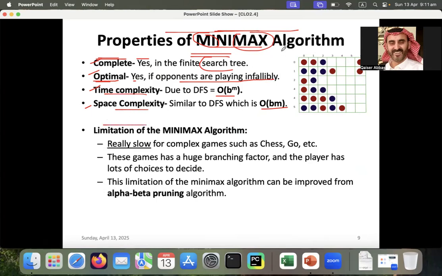Limitations of this algorithm. Because it follows depth first search, and in depth first search you have to explore all the nodes from the left to the right of the tree, this makes complex games really slow. For tic tac toe, it's okay. But if the game is like chess or Go, this is Go.